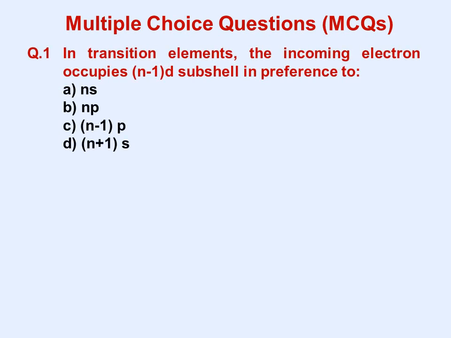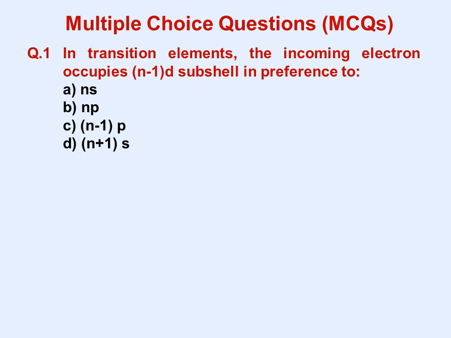Now we will try to perform some multiple choice questions based on these facts and findings. If we wish to test our knowledge on a certain scale, we will have to check some questions and answer them. In this concern, question number 1 is: in transition elements, the incoming electron occupies the penultimate d subshell in preference to option A, the ns subshell, B, the np subshell, C, the (n-1)p subshell, or D, the (n+1)s subshell.